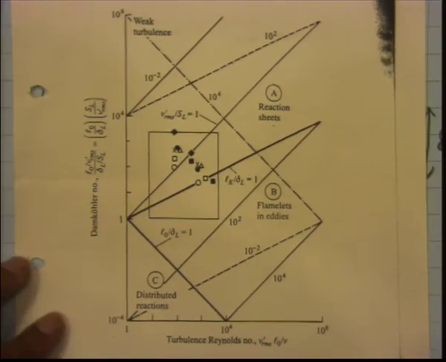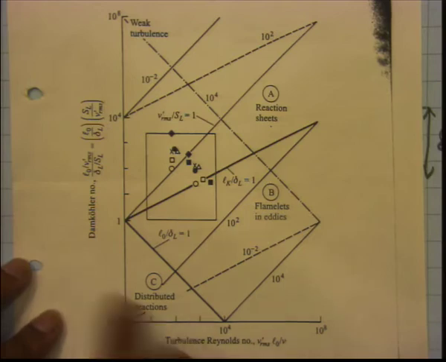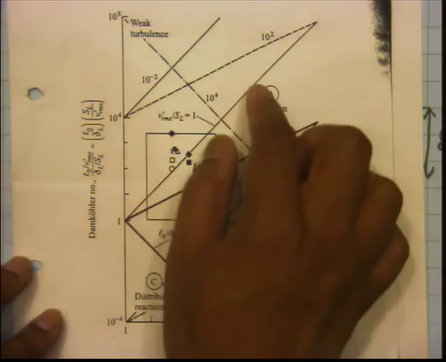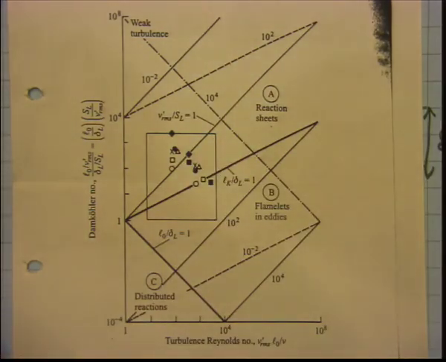We will go back to the plot. So, this is the turbulence Reynolds number, this is the Damköhler number. Remember the regimes. We are now talking about regime A, which is the wrinkled reaction sheet, and you will also notice that there is a square box out there. That box is something which we haven't discussed so far. This box indicates the regime in which most engine combustion takes place.